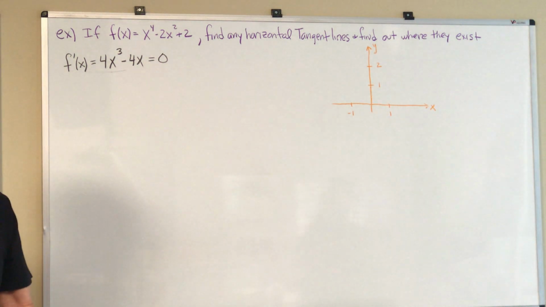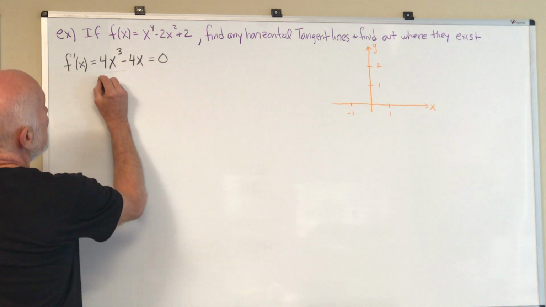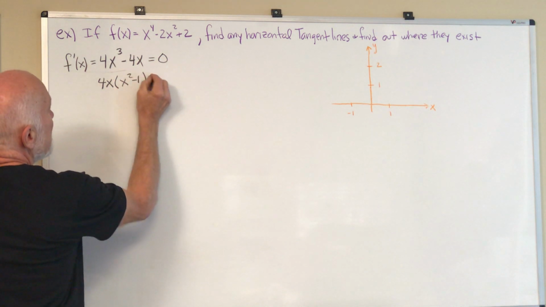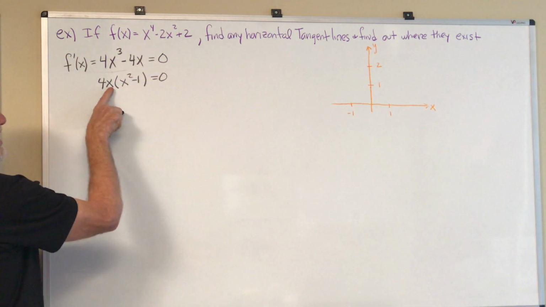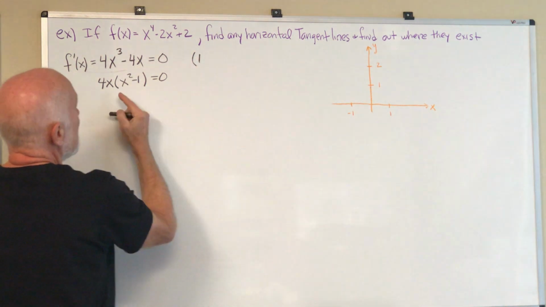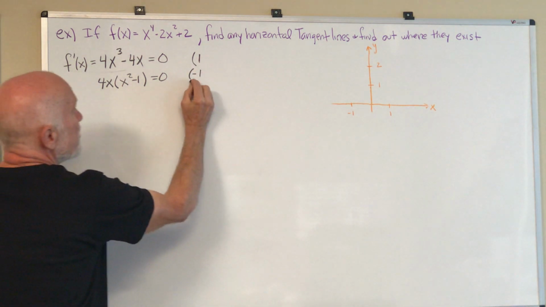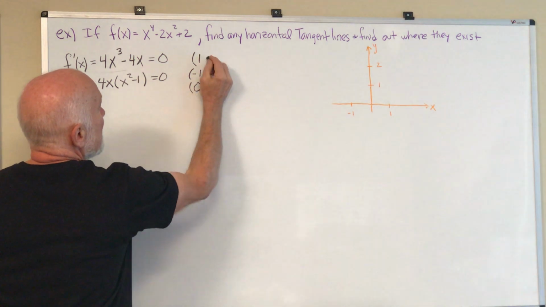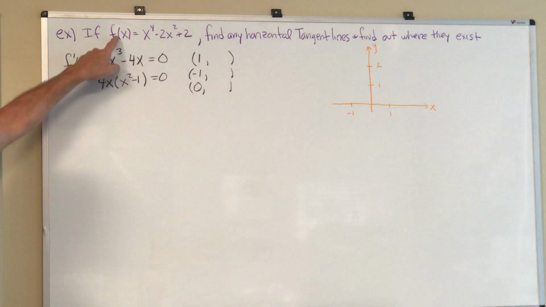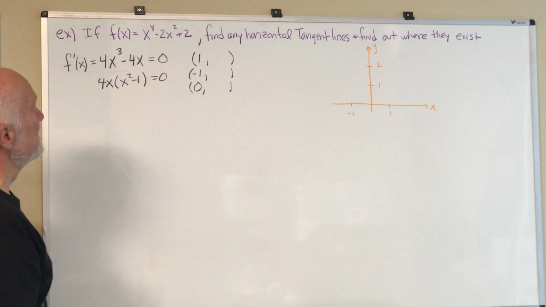Now it becomes an algebra problem. Well, what can we factor out of here? We can factor out a 4x, and we get x squared minus 1. And we can see that when x equals 1, when x equals negative 1, and when x equals 0, those are the 3 places on this curve up here where they have a horizontal tangent line.